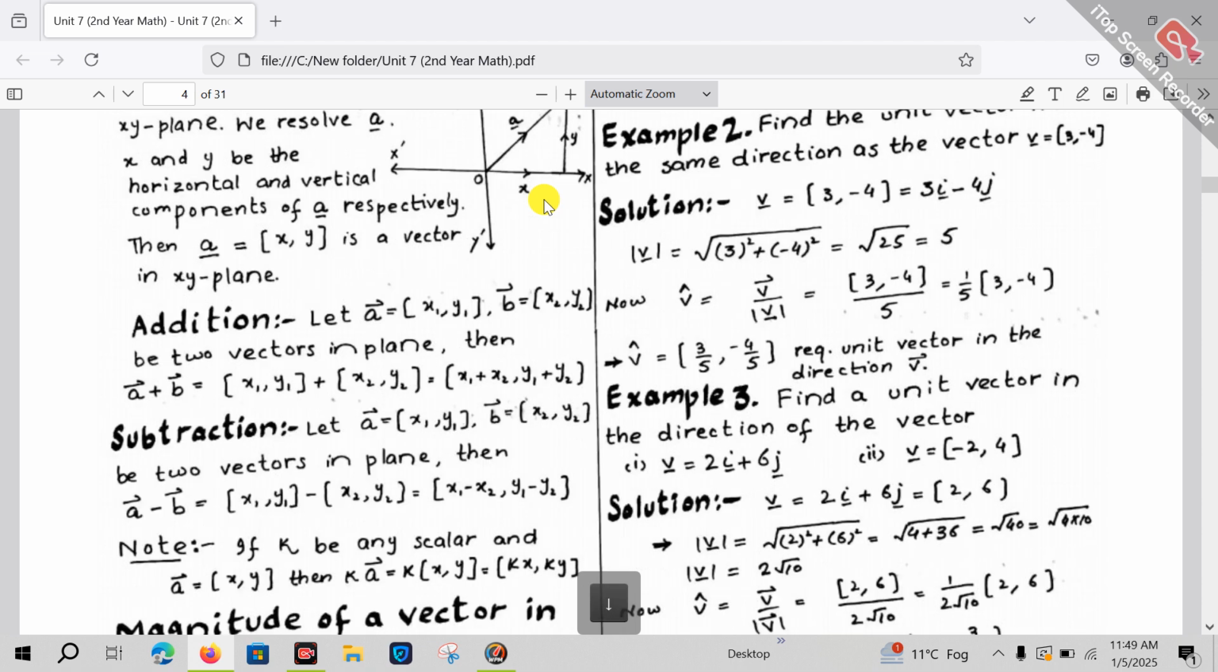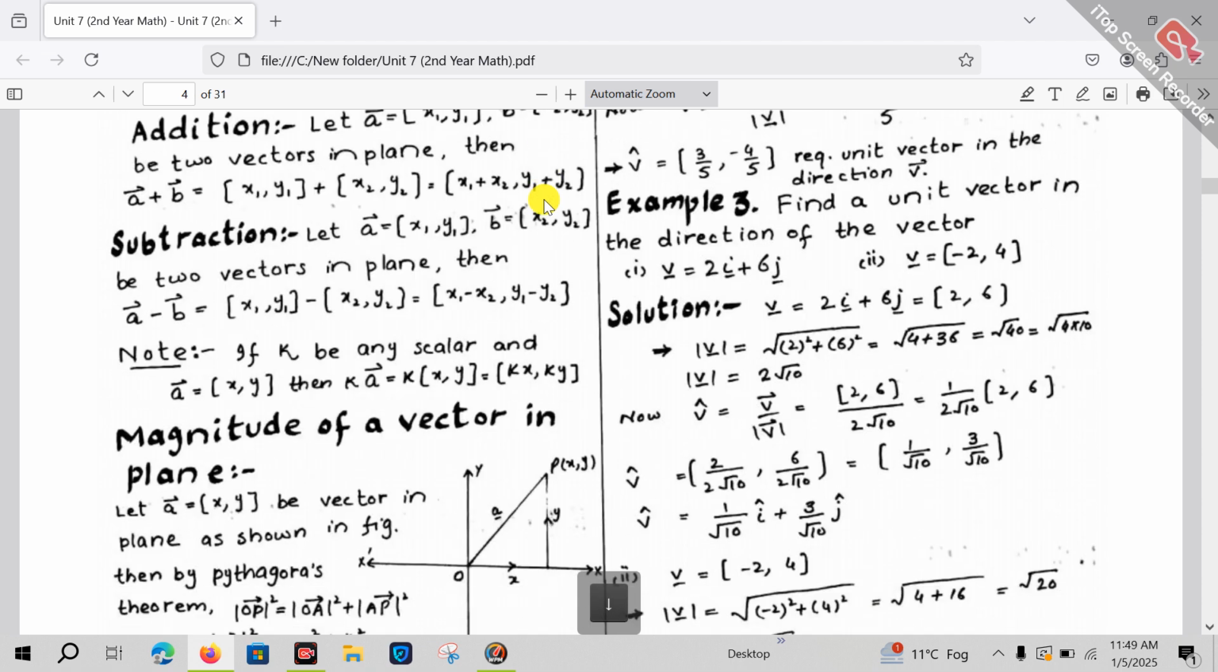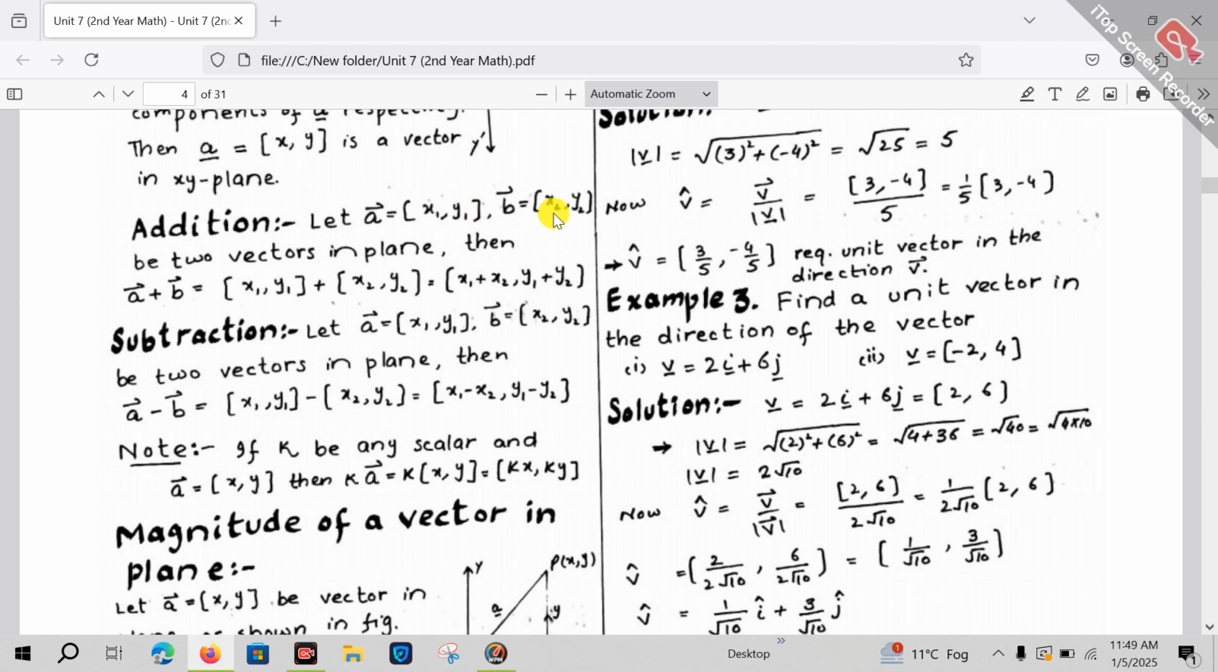Addition means, suppose we have a vector A which is equal to (x1, y1), and we have a vector B which is equal to (x2, y2), and we are adding these two vectors. These have two components, so we are discussing the vectors in plane. So we discuss the addition of two vectors (x1, y1), (x2, y2). So A plus B is (x1 plus x2, y1 plus y2). Here we are adding these two vectors, this is A vector and this is B vector. So A minus B is equal to (x1 minus x2, y1 minus y2).